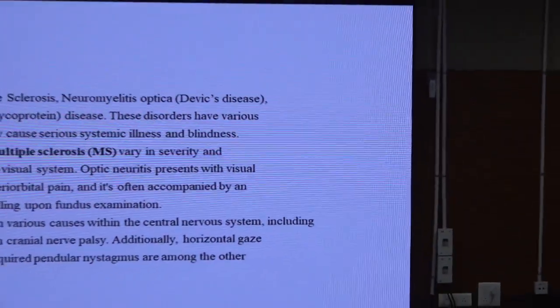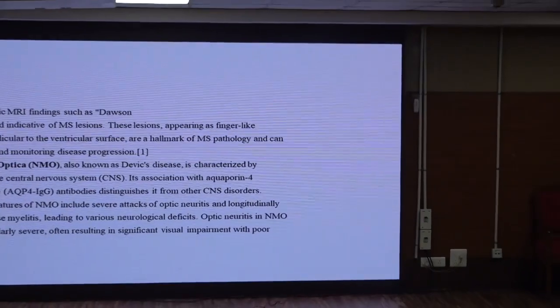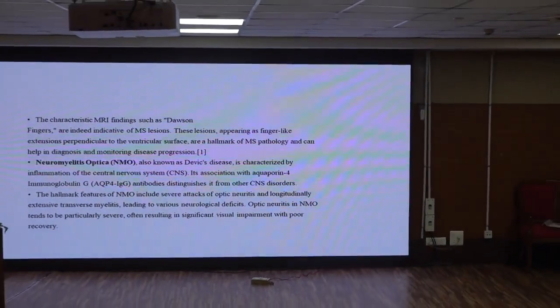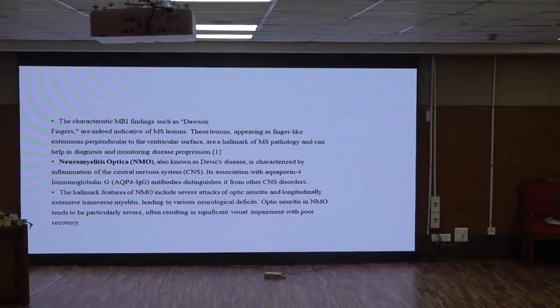Ocular manifestations associated with multiple sclerosis include optic neuritis, which presents as visual blurring, decreased color perception, pain, and double vision. Characteristic MRI findings include the Dawson fingers.